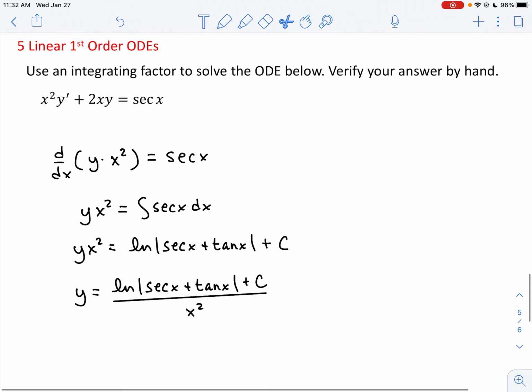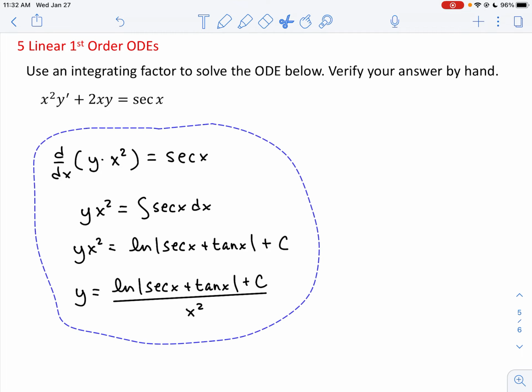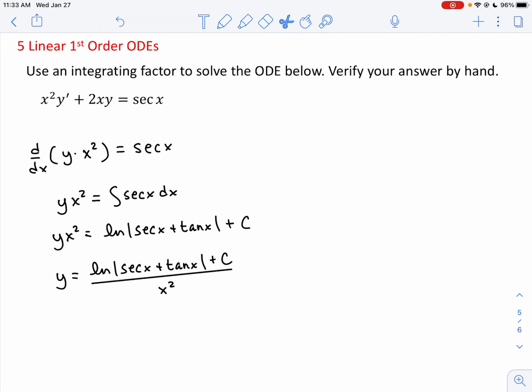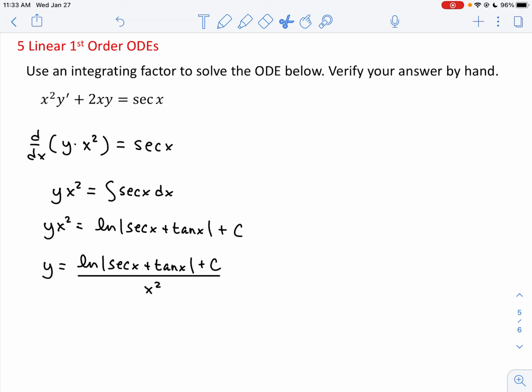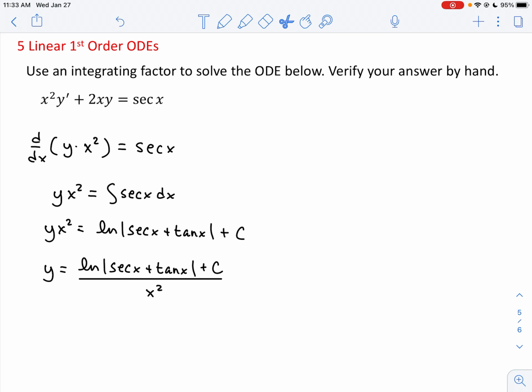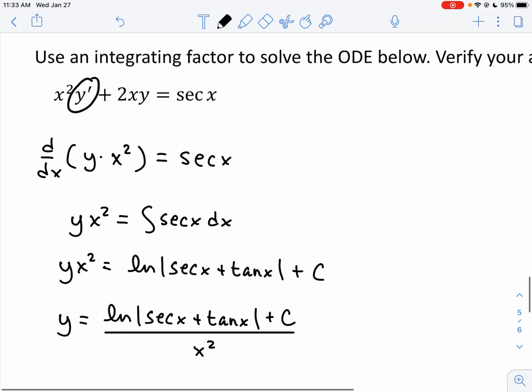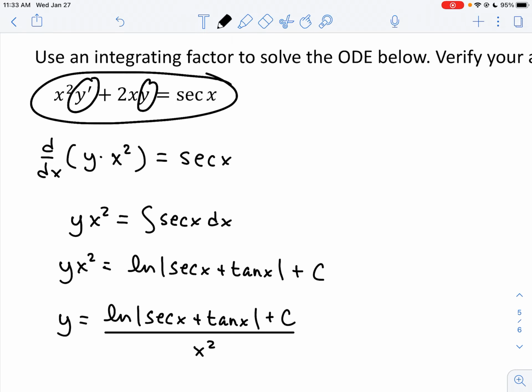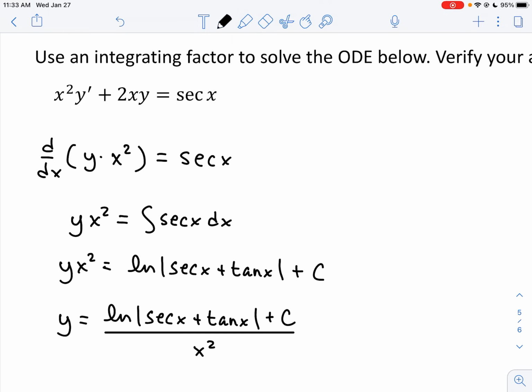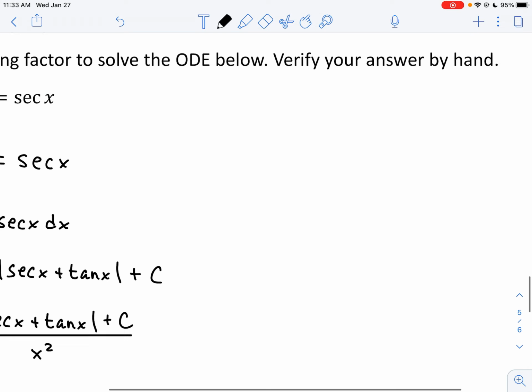Okay, now this one we're expected to verify by hand. There's no information here to have us solve for c. So we're just going to do the derivative exactly as we see it, plug in the derivative right here, plug in the original right there, and just see if this differential equation is in fact satisfied. So I have to do y prime.